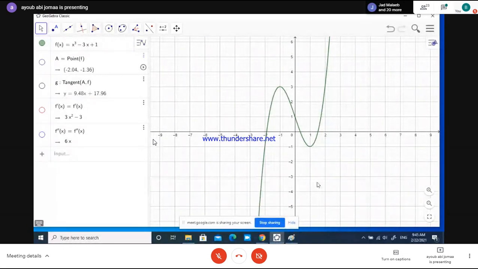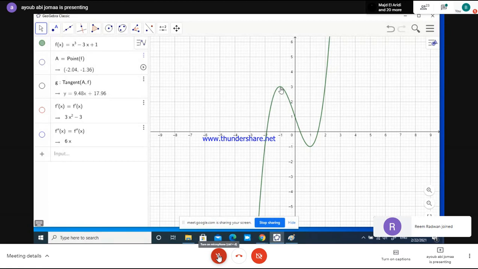This is from -2 to -1 increasing. Or we can say from all values of x from negative infinity to negative 1. Right. From negative infinity to negative 1, the function is increasing. All of these increase, up to here, values of x from negative infinity to negative 1.